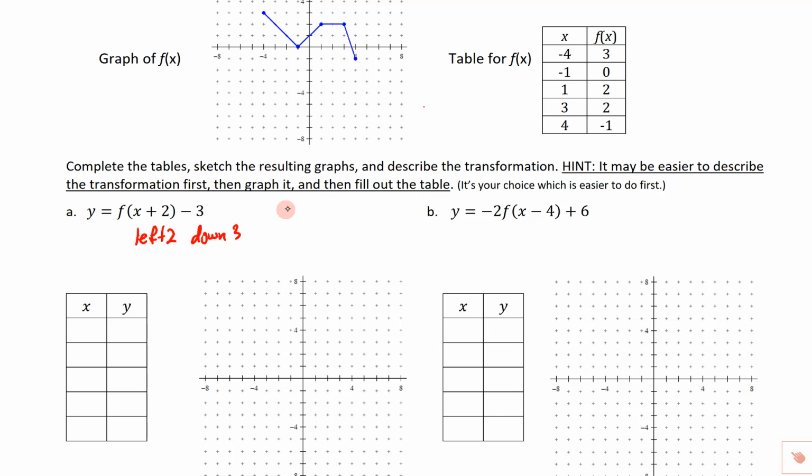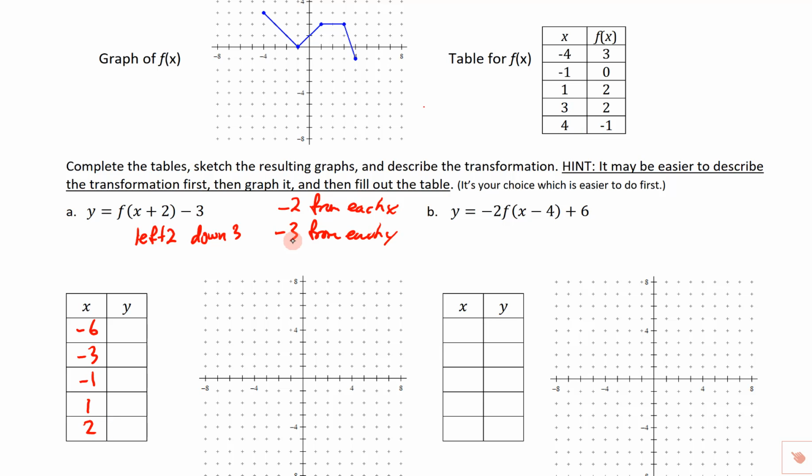So that means we're going to do minus 2 from each x. And if we move it down 3, we're going to subtract 3 from each y. So let's just take each x and let's subtract 2 from it. So if I subtract 2 from -4, we get -6. If I subtract 2 from -1, we get -3. If we subtract 2 from 1, we get -1, subtract 2, we get 1, and subtract 2, we get 2.